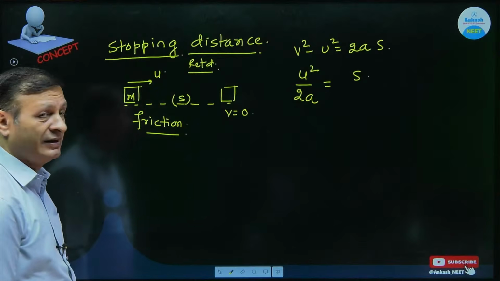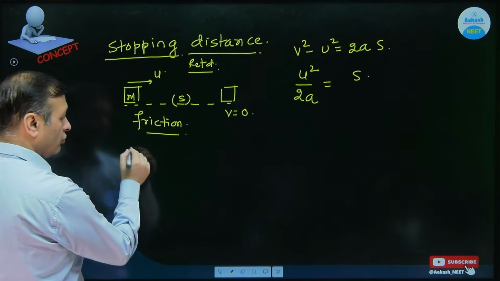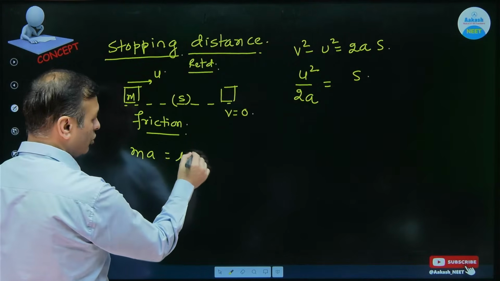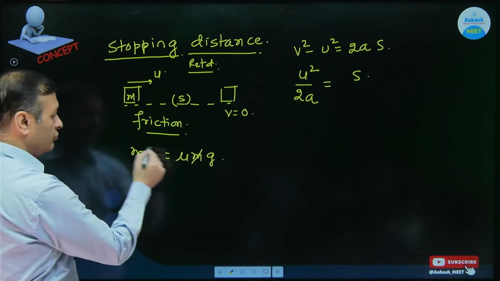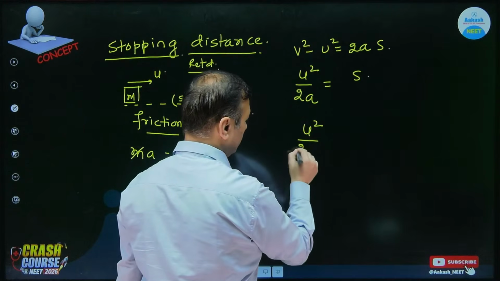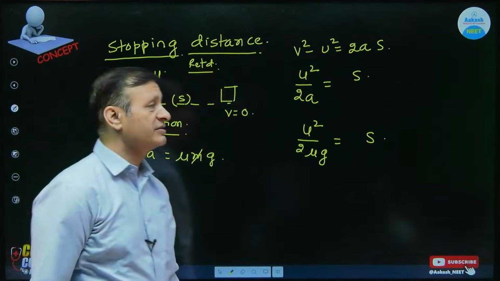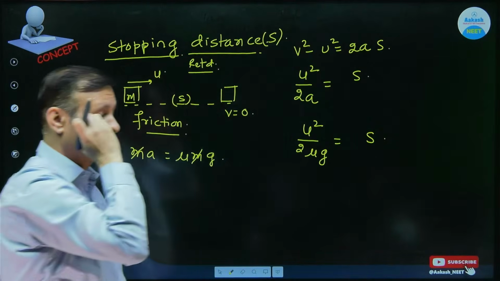Got it? Then what is this retardation? We know this motion is stopped by friction only, and friction is mu mg. So this retardation is mu g. So u square by 2 mu g is your stopping distance, and the stopping distance is s only. You got it?